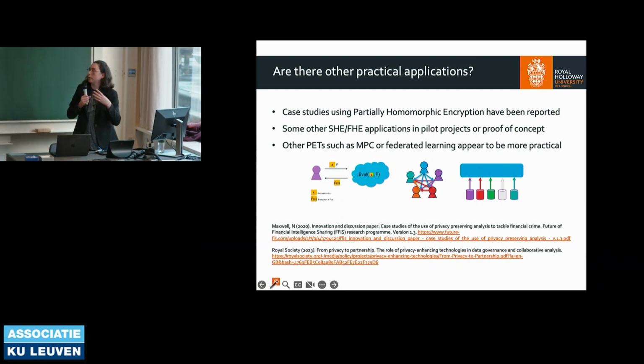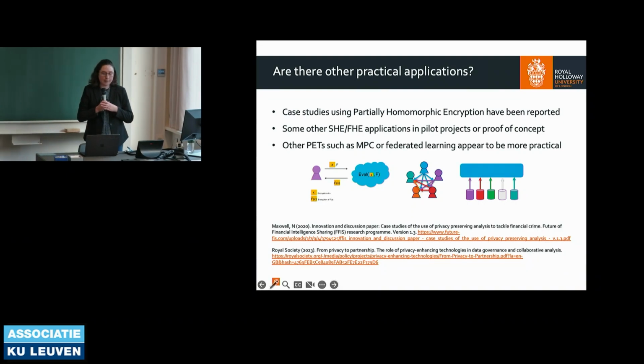But there are some other SHE or FHE applications besides those that I've mentioned that are at a pilot project stage or proof of concept. Even Nigel gave an example of one just now in the questions. My view, which I think is shared by others, is that other PETs such as MPC or federated learning are further along towards practicality than FHE. But still, we see FHE is definitely getting there.